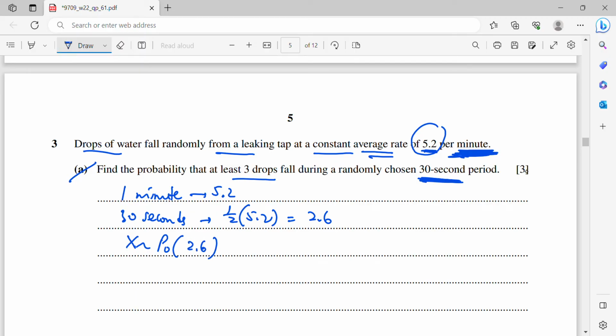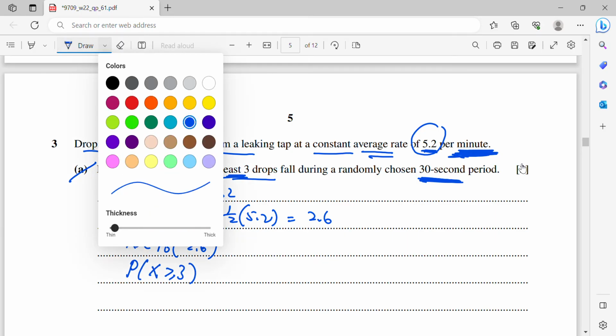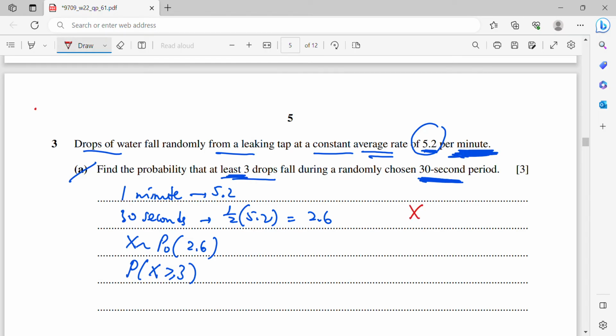Alright, so now you need to count at least 3 drops fall during the 30-second period. So at least 3 means P(X ≥ 3). Now, for your information, for Poisson, X is Poisson(λ). The P(X = x) will be e^(-λ) λ^x over x factorial. Okay, so that's the formula.